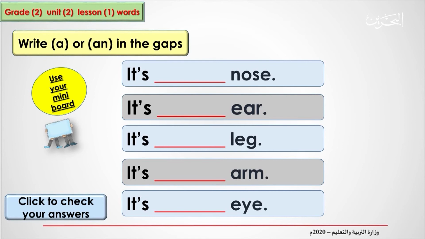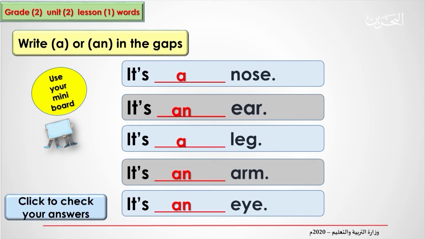Now let's check your answers. It's a nose. It's an ear. It's a leg. It's an arm. It's an eye.